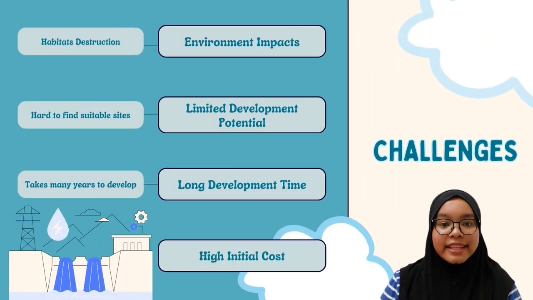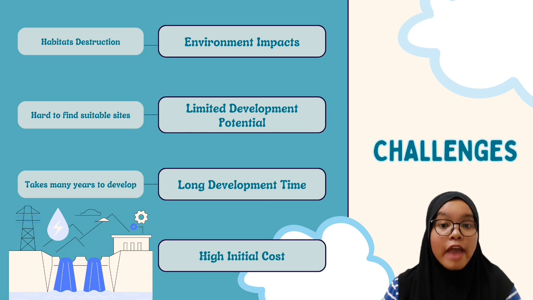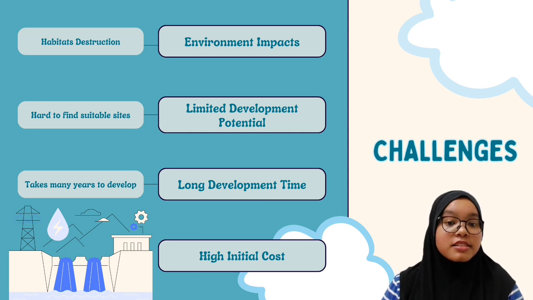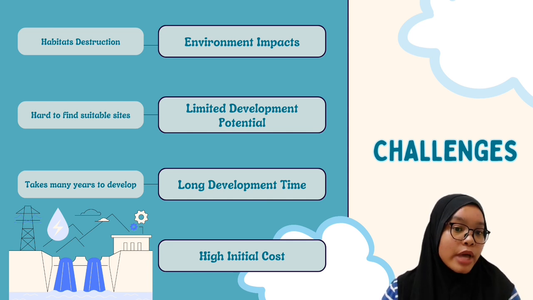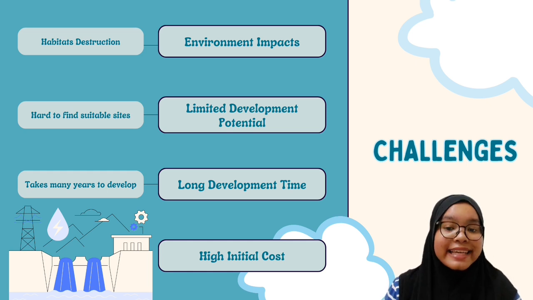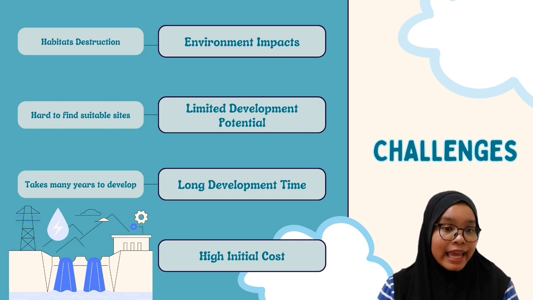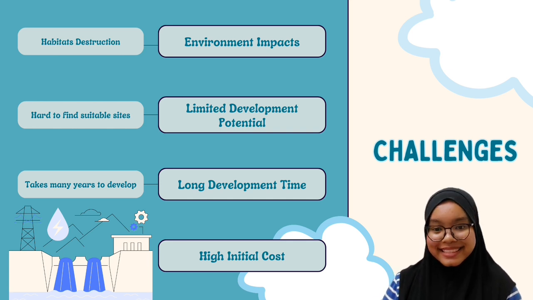Now, let's shift our focus to the challenges that come with hydropower. Firstly, hydropower may cause environmental impact that can disrupt ecosystems. It will lead to habitat loss and altered water flow patterns. Secondly, limited development potential. Suitable sites with adequate water flow are limited, and there are changes in climate patterns.